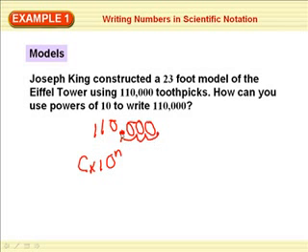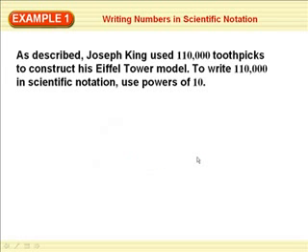If I left it right there, that would be 110. If I put it here, it's 11. I put it here, it's 1.1. So it's a number between 1 and 10, 1.1. And then the exponent is how many places we moved it. 1, 2, 3, 4, 5 places. So it would be 1.1 times 10 to the 5th. So now it is a number that is written using powers of 10.